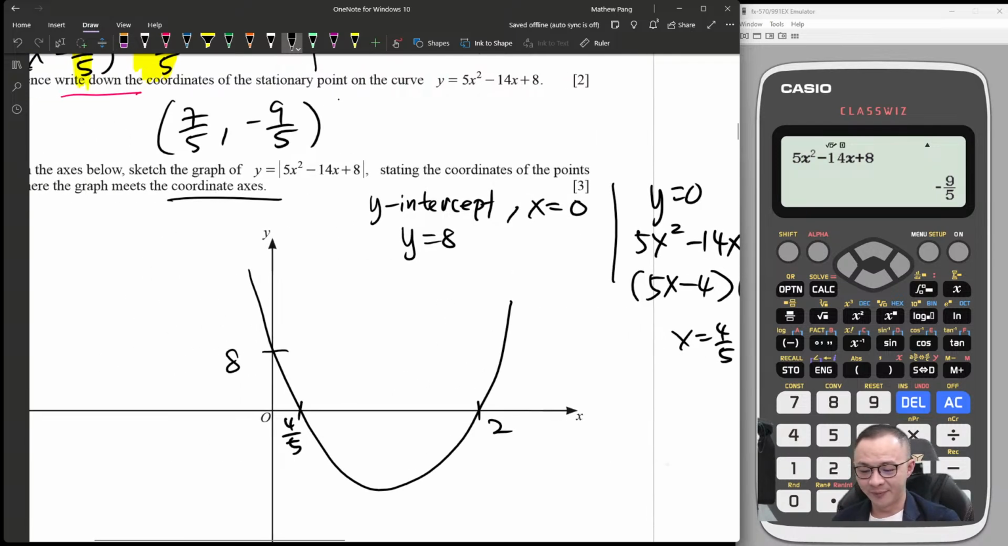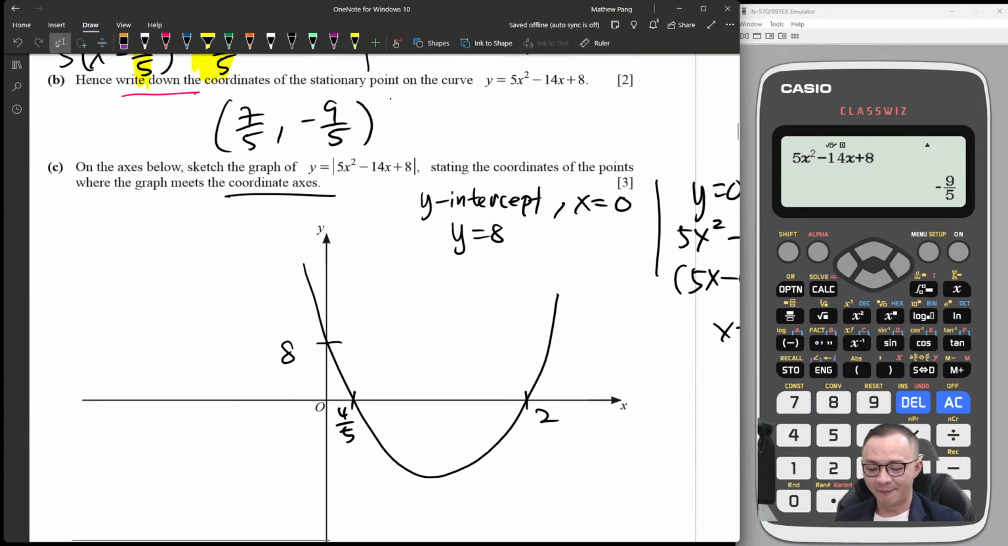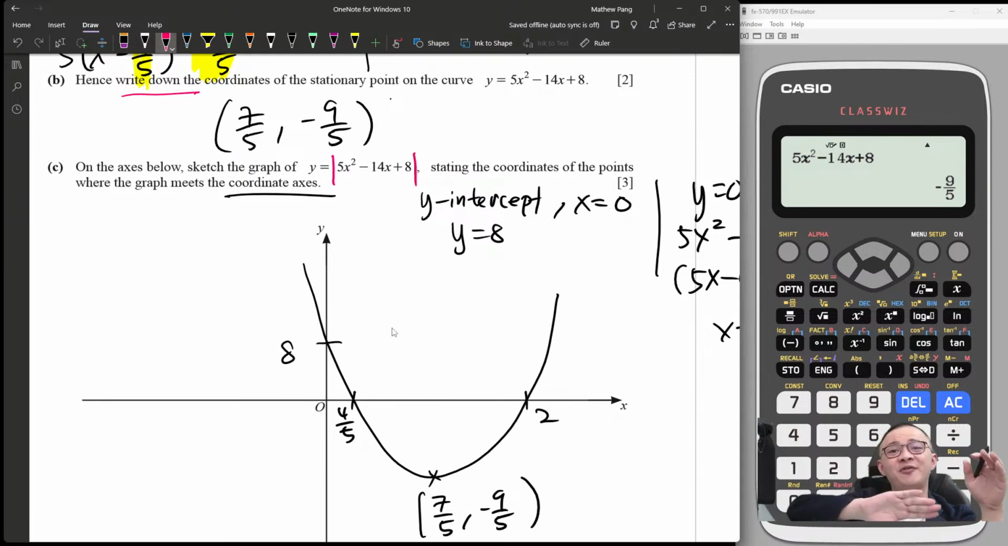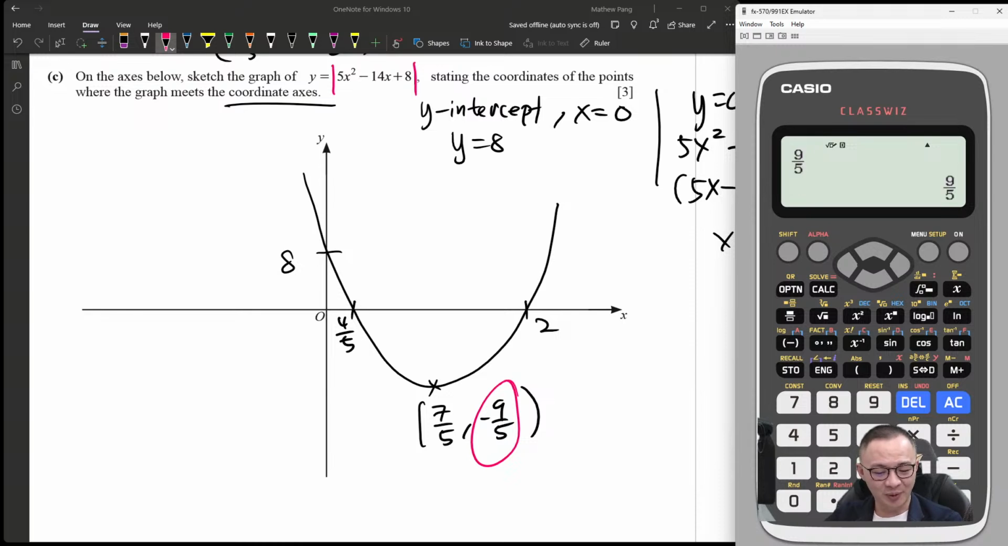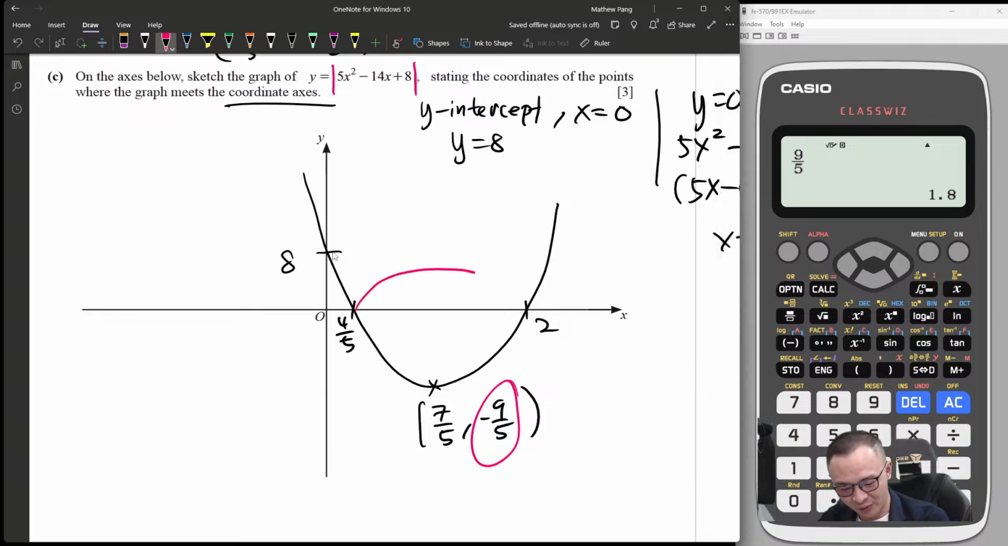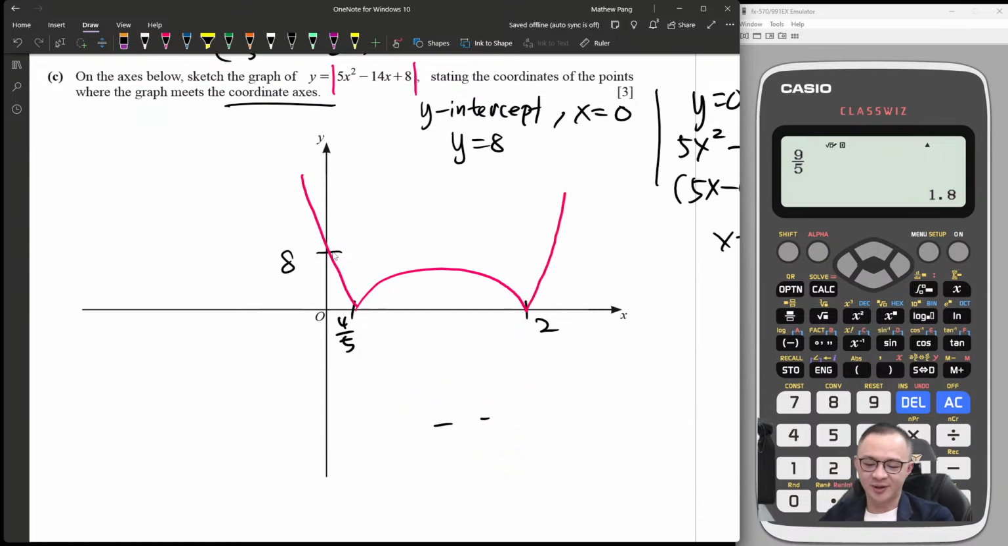And then stating the coordinate of the point where the minimum is basically something like this, right? 7 over 5, negative 9 over 5. But this is a modulus graph, right? So what the modulus does is a reflection of whatever is below the x-axis. Actually this reflection should be quite low because it is 9 over 5, right? 9 over 5 I think is 1.8 only, right? This is 8, right? So it should be super low. Okay? So, yep, then I will just sketch nicely. Yep, this is my graph.